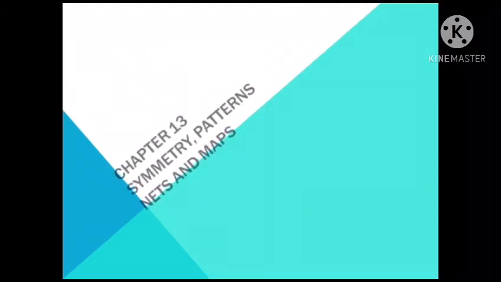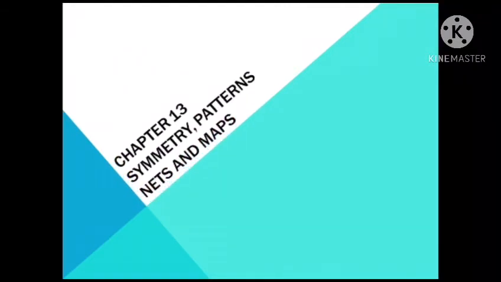Yeah, so chapter number 13, symmetry, patterns, nets and maps. Symmetry and patterns we have learned, at least we know what the topic is. Nets and maps are what we are going to learn new. So let's get into the topic. First, let's recall.